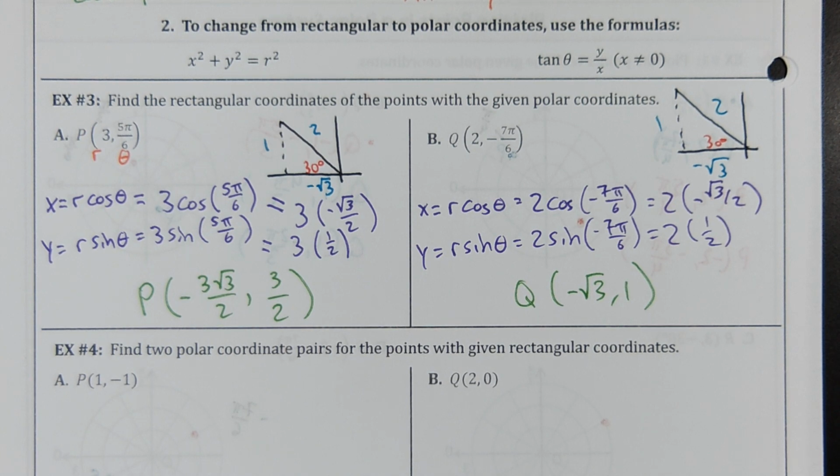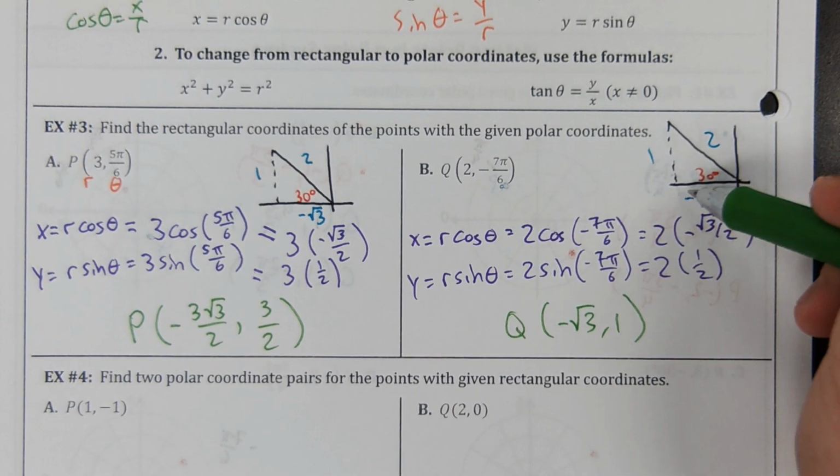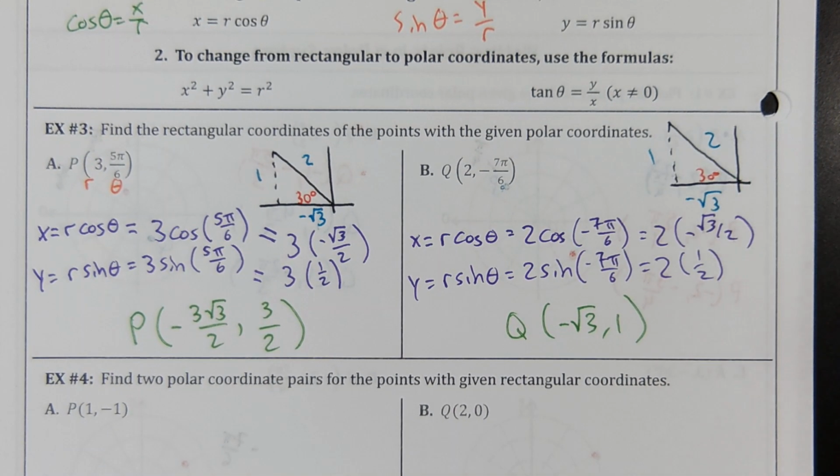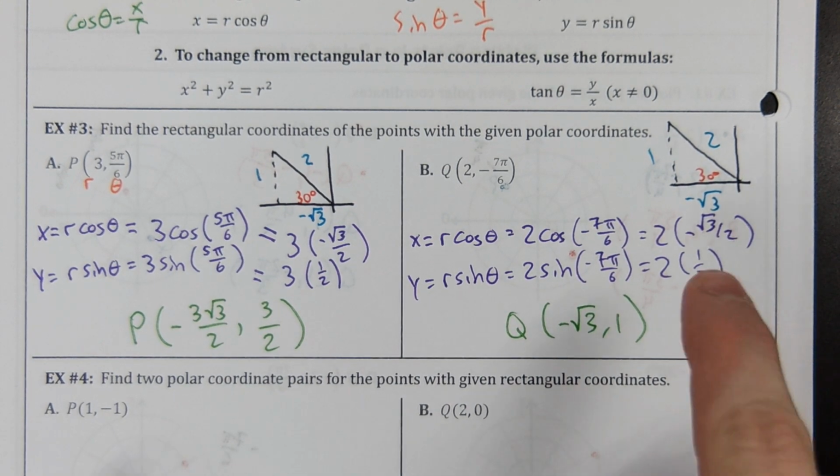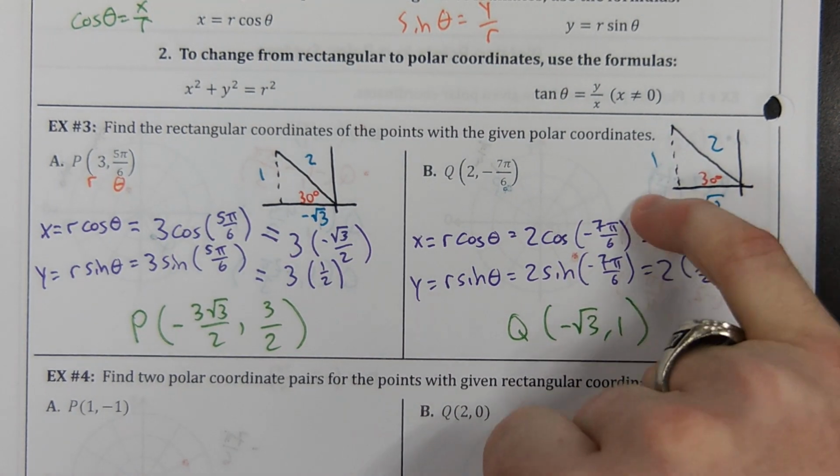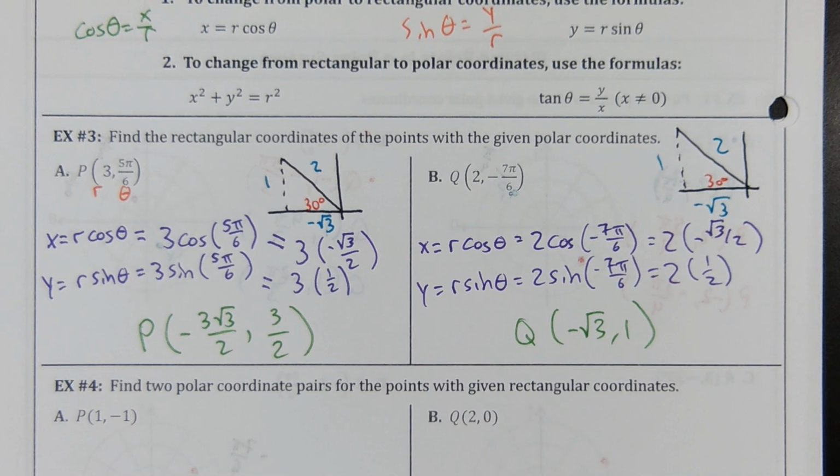How about that? Does anybody see it? What just got my attention? Those are the side lengths. It's literally negative root 3 comma 1, because the radius was 2. If the radius had been anything else, that wouldn't have happened. But because the radius was 2, it ended up giving us the exact xy of the triangle that we drew. I didn't catch that in second period, and nobody said anything.